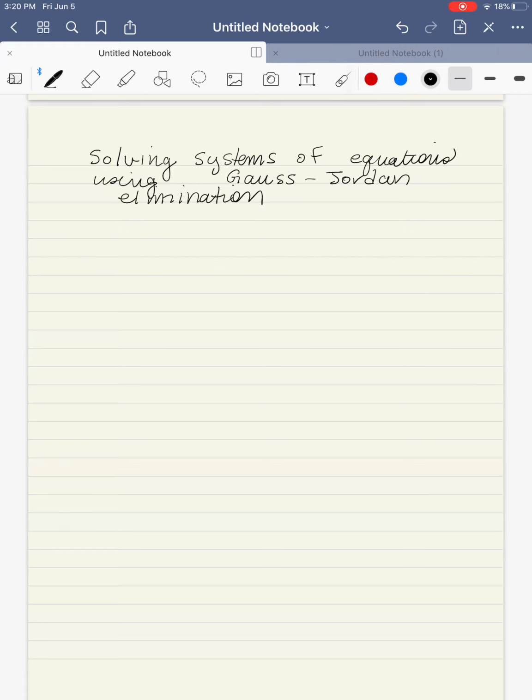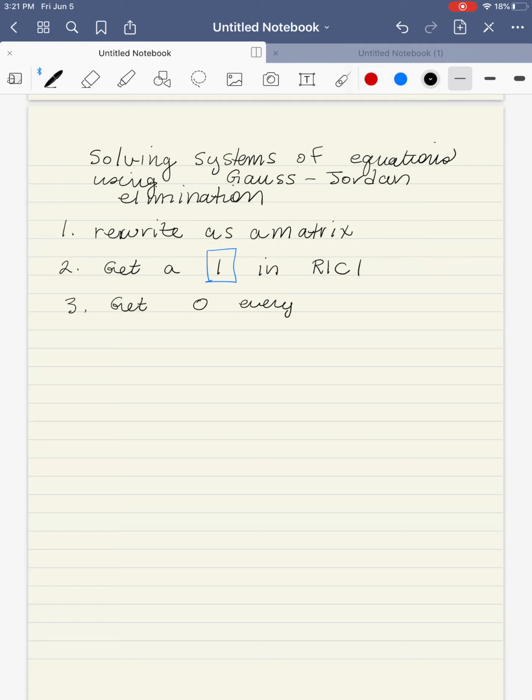All right, so we saw in that video that our first step was to rewrite the system as a matrix. That just makes our computations easier, where we don't have the x's and the y's and the equal signs. Then we are going to get a 1 in row 1, column 1. Then we are going to get zeros everywhere else in column 1. So both of these steps are getting column 1 the way that it should look to be able to read my solution.